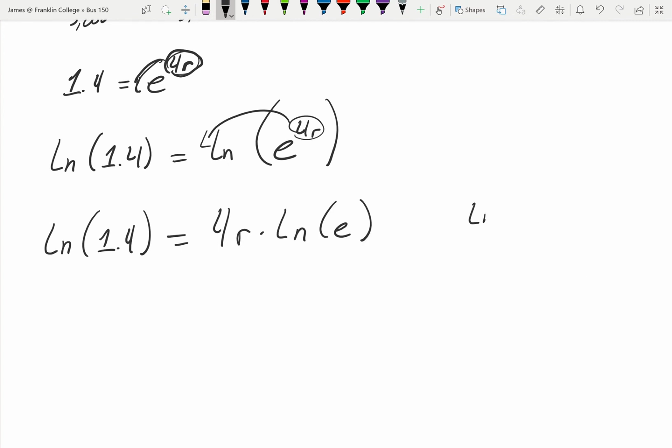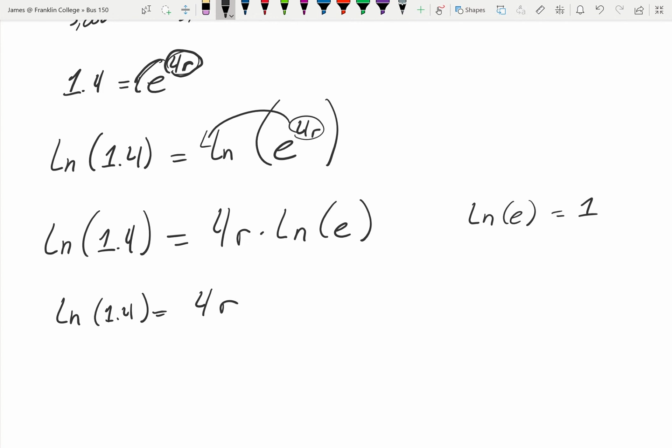Now, the natural log of E, because the natural log is the inverse of E, we know that the natural log of E equals 1. So that's a nice property that we're going to utilize here. So we are going to substitute that natural log of E equals 1, and we're simply just going to get natural log of 1.4 equals 4R.